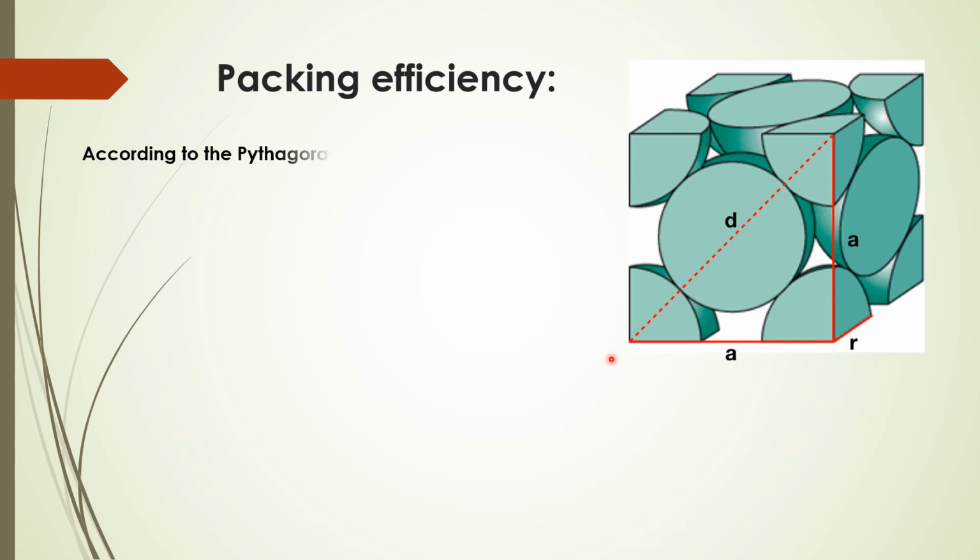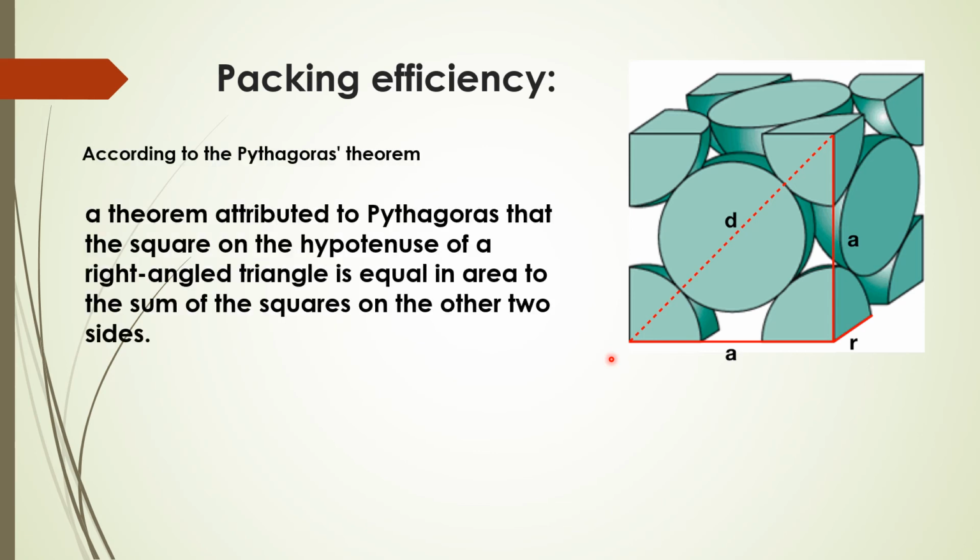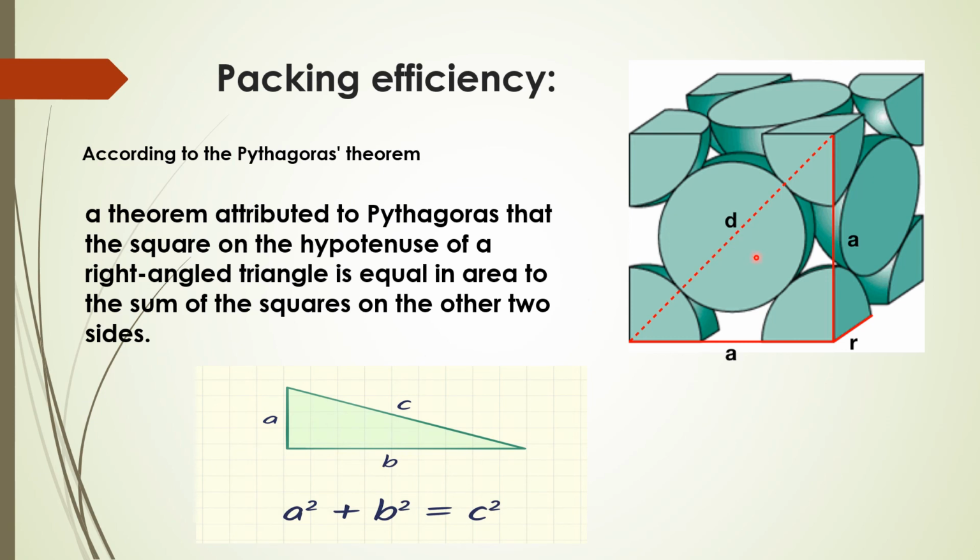We are using the Pythagoras theorem for the face dimension. According to the Pythagoras theorem, the square of the hypotenuse of a right-angled triangle is equal in area to the sum of the squares on the other two sides. So we take one right-angled triangle. With this we can identify one face, and then the cube. The Pythagoras theorem is helpful for identification. This is the one triangle I took.